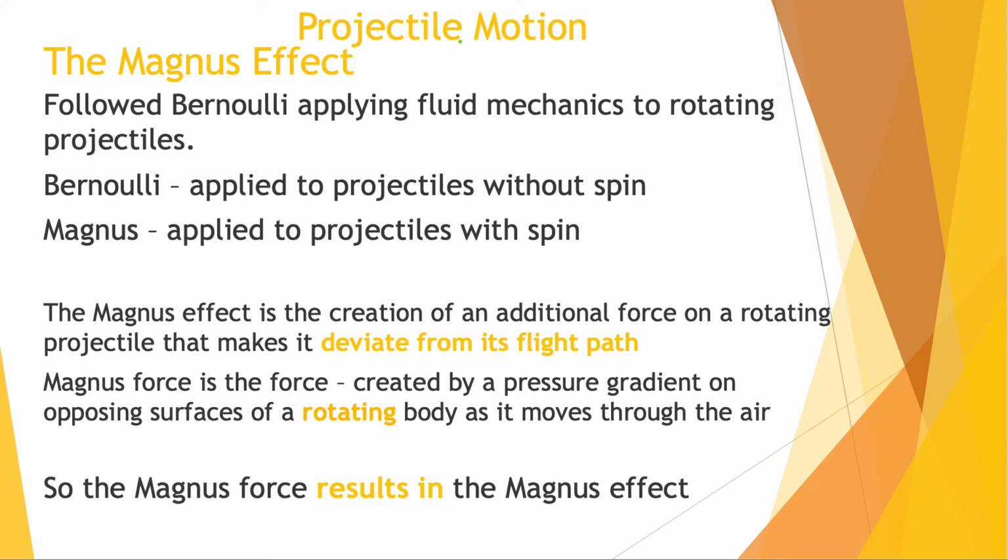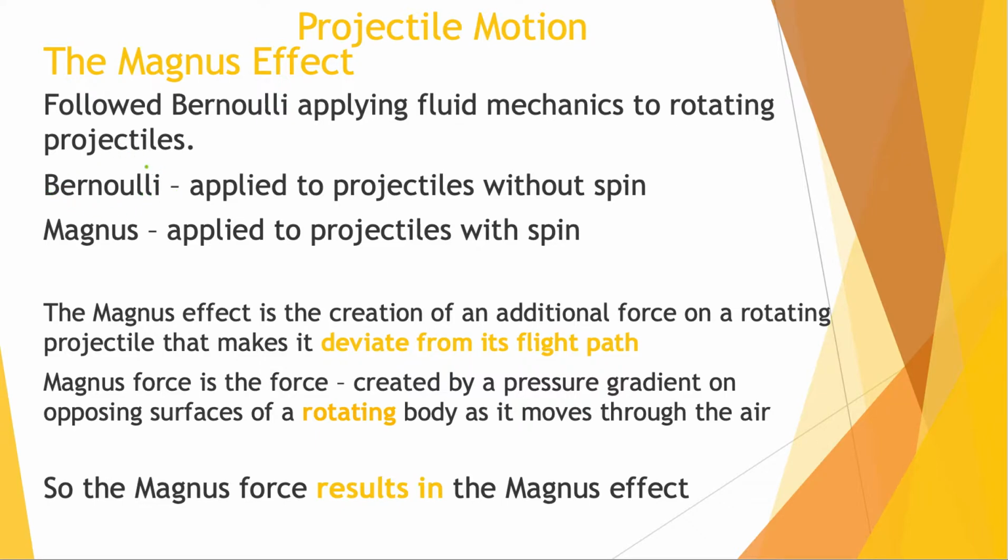In this video, we're having a look at projectile motion and specifically the Magnus effect. So Magnus is another scientist who followed in the footsteps of Bernoulli and applied that principle to rotating projectiles. So Bernoulli, we've already covered, applied his principle, or we apply that principle to projectiles without spin. So to the discus, to the javelin, and to the ski jumper.